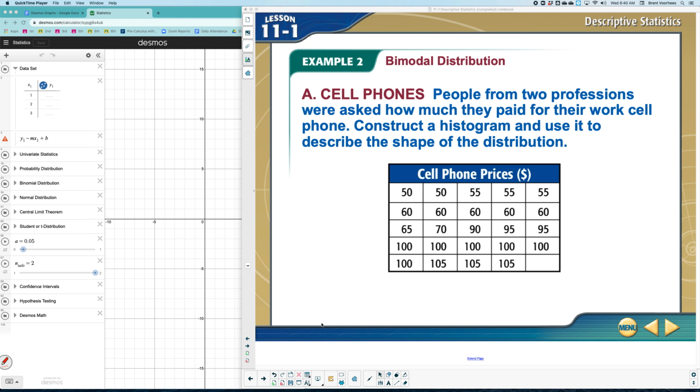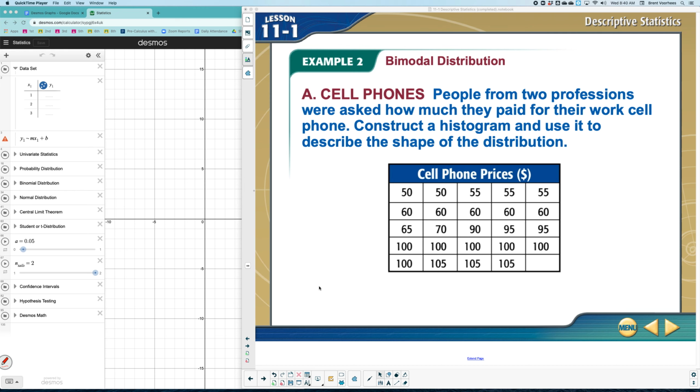All right, let's take a look at example 2. Bimodal distribution. So it says cell phones. People from 2 professions were asked how much they paid for their work cell phone. Construct a histogram and use it to describe the shape of the distribution.